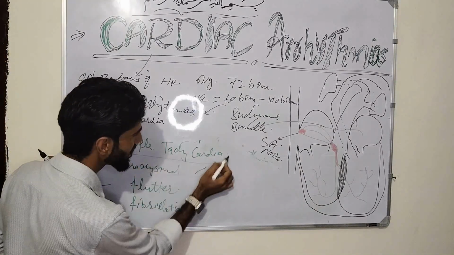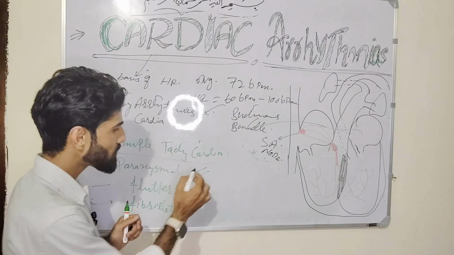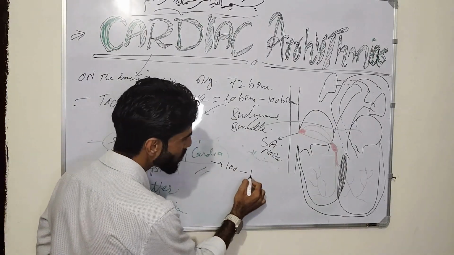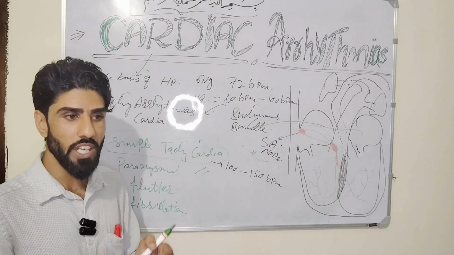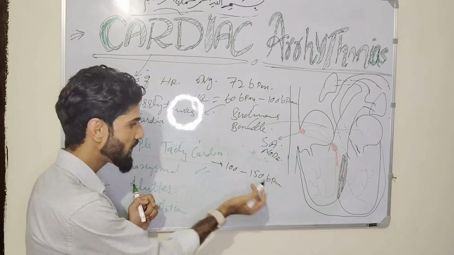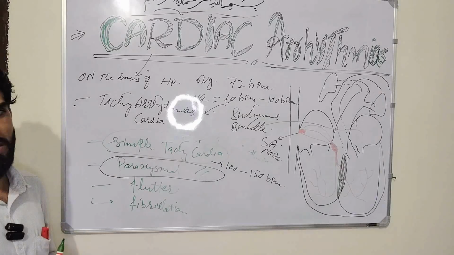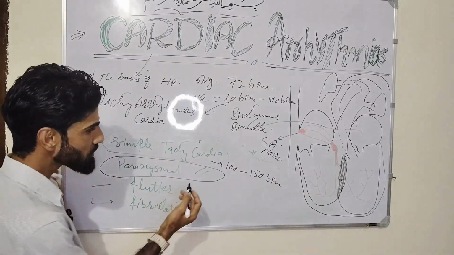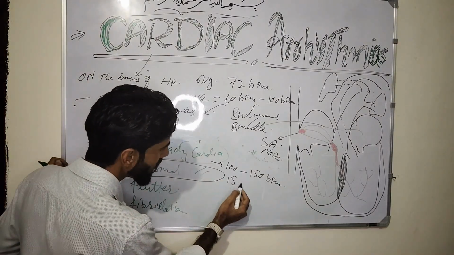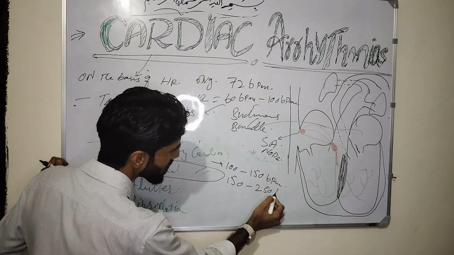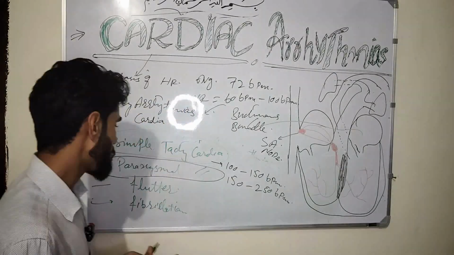The first one is simple tachycardia, when the heart rate is between 100 and 150 beats per minute. The second condition is paroxysmal tachyarrhythmia or paroxysmal tachycardia, when the heart rate is between 150 and 250 beats per minute.